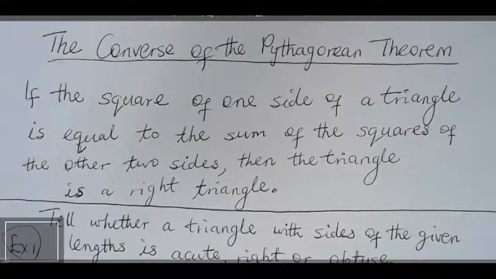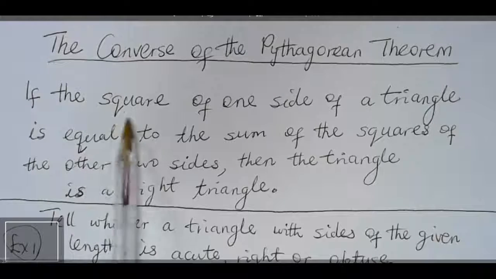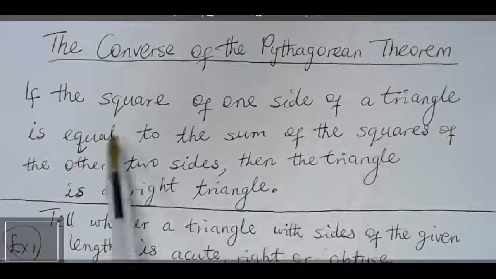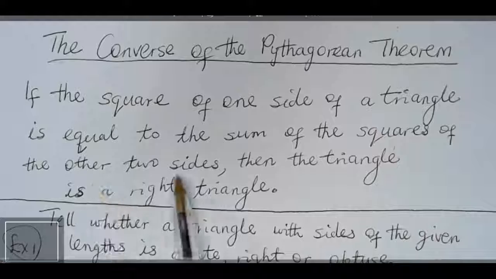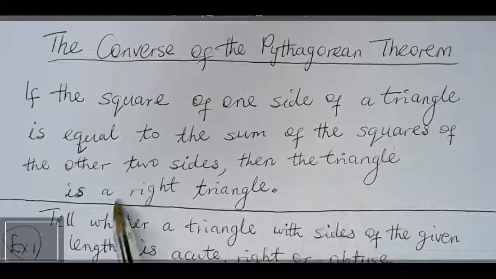In this video, we will learn how to use the converse of the Pythagorean theorem. It says that if the square of one side of a triangle is equal to the sum of the squares of the other two sides, then the triangle is a right triangle.